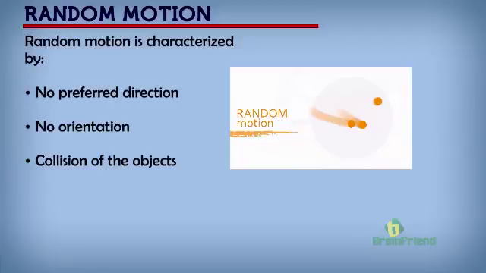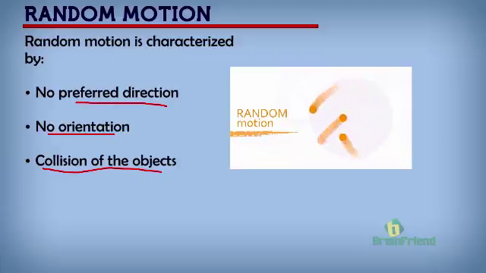Random motion is characterized by no preferred direction, no orientation, and the particles that are involved in this motion can collide one with another. Let's take a look at an example. The objects are moving with no preferred direction, no orientation, and you can see they are colliding one with another. These are the characteristics of random motion.